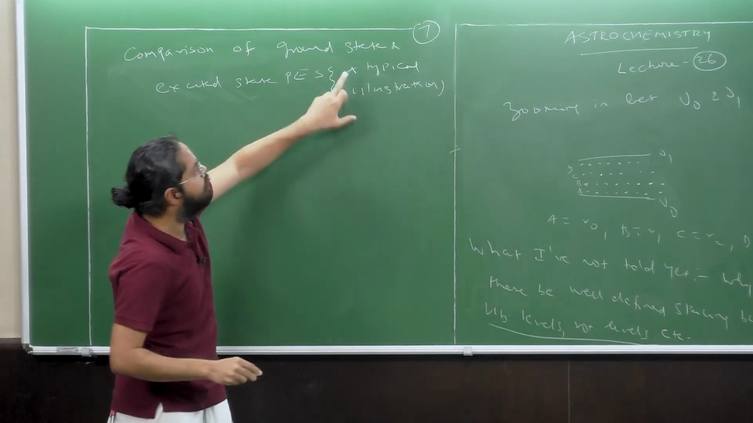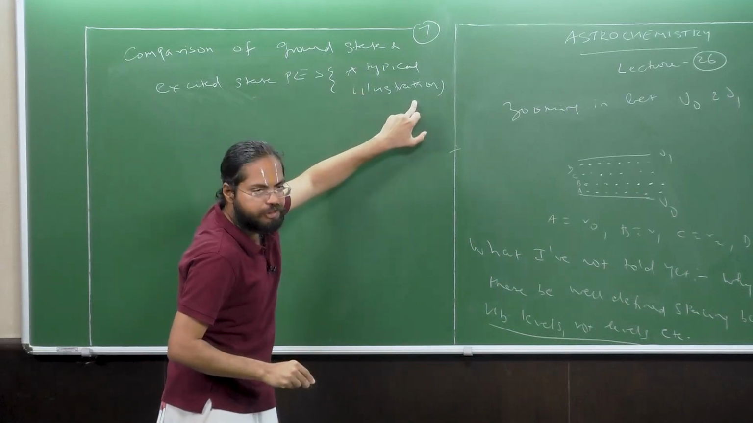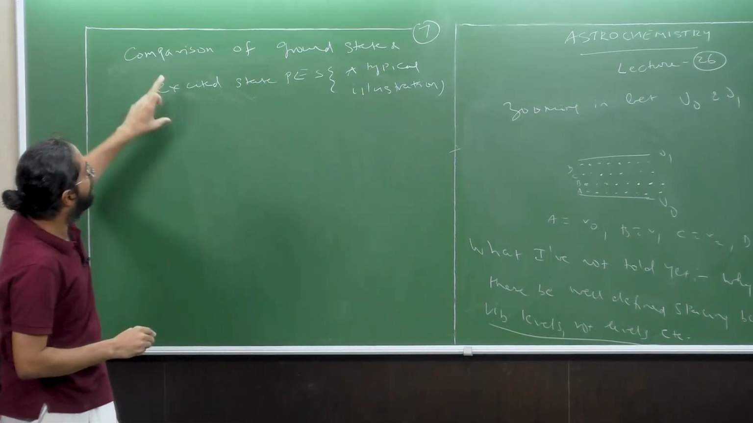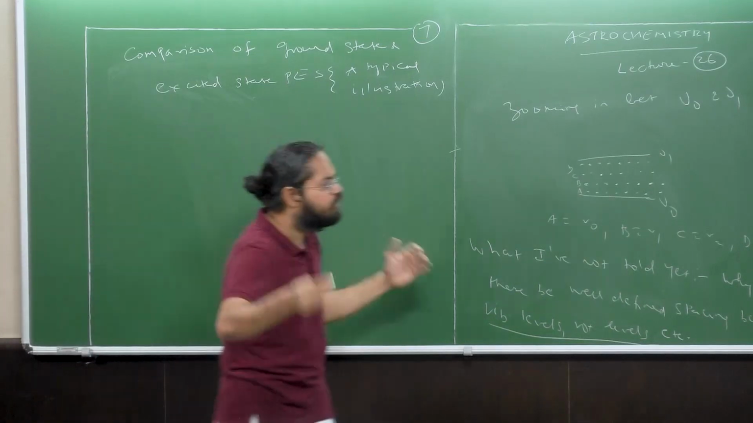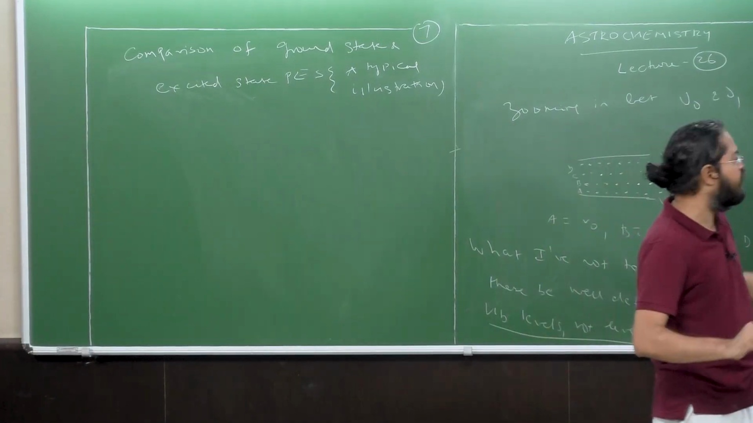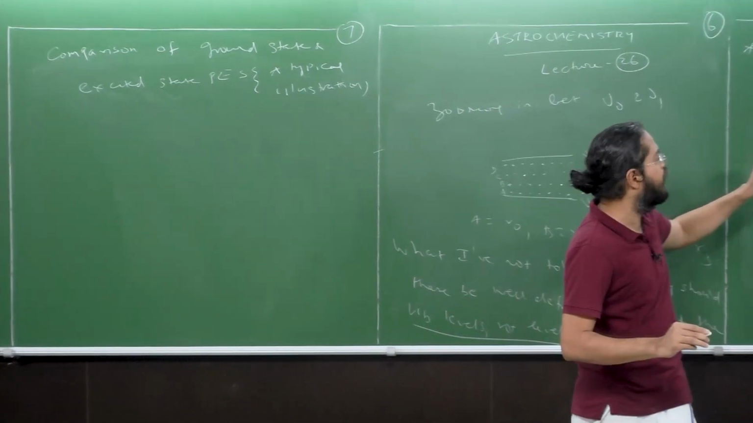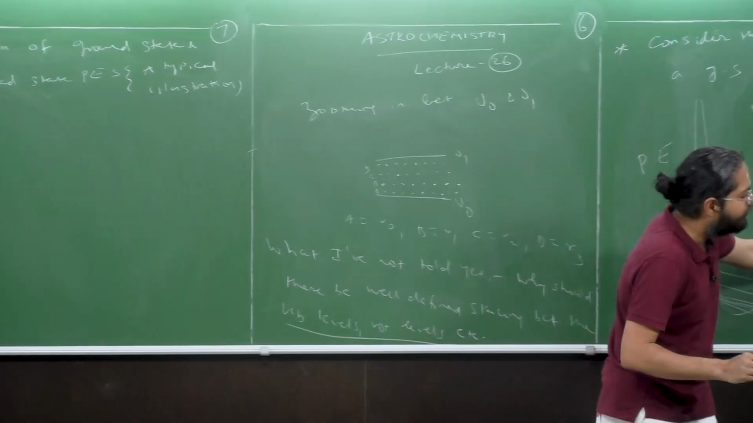Sorry for the bad handwriting. This is a typical illustration. Okay, all right. So I'm going to be comparing a ground state and excited state PES. Now, it is understood, for the sake of clarity, that on the y-axis I'm plotting my potential energy, and on the x-axis I'm plotting my R.